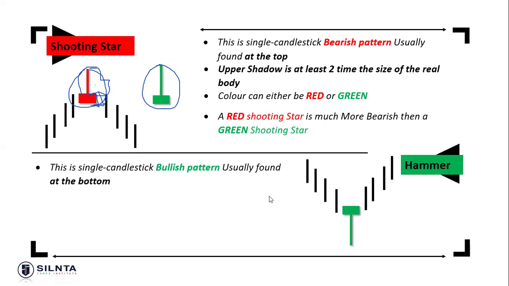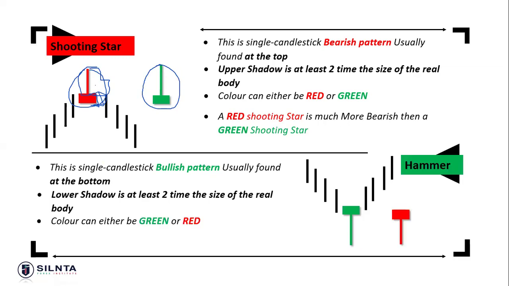And then we have the original hammer now, which is just the opposite of the one that we had there. Ne? This is a single candlestick bullish pattern, usually found at the bottom. Lower shadow is at least 2 times the size of the real body, similar to the case that we already had. Ne? Color can either be green or red. A green hammer is much more bearish than a red hammer. Ne? It's supposed to be the other way around. There is a mistake in the slide. A green hammer is much more bullish instead, sorry for that, than a red hammer.